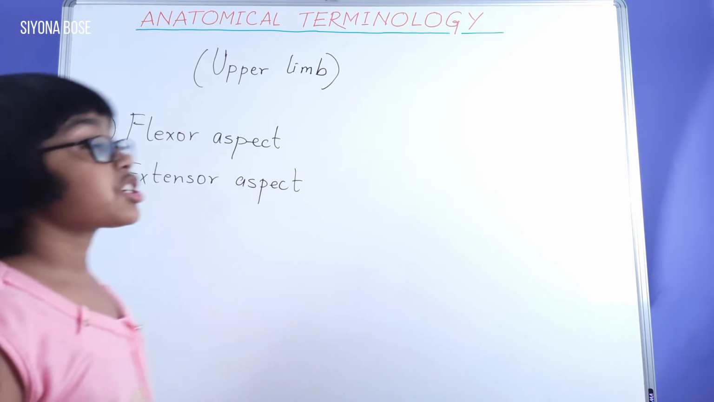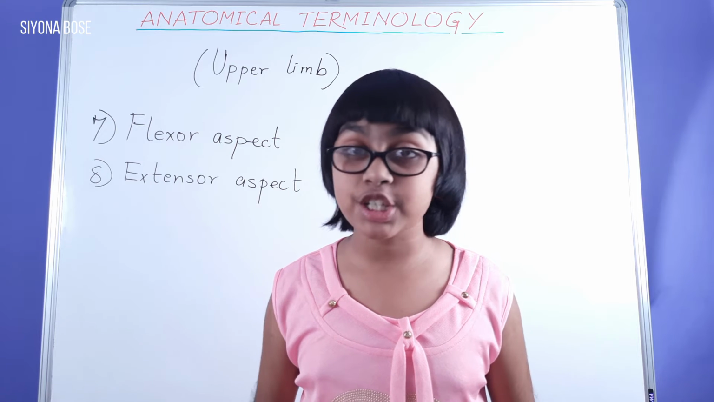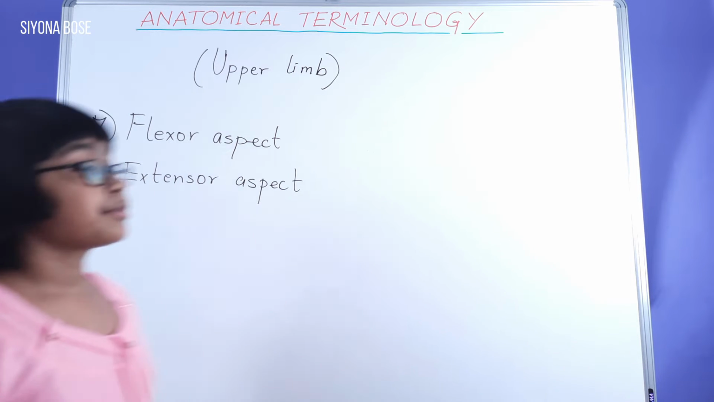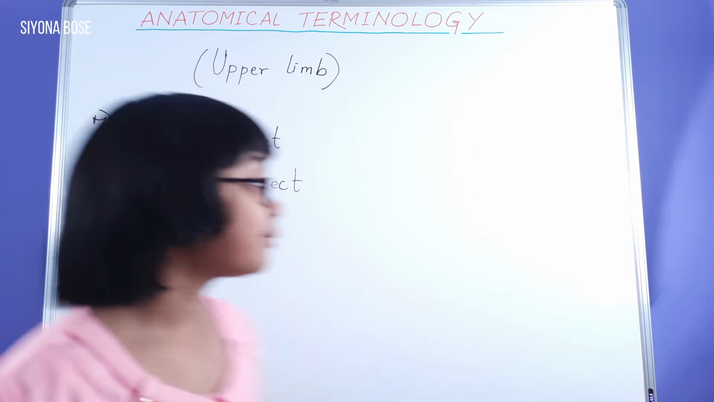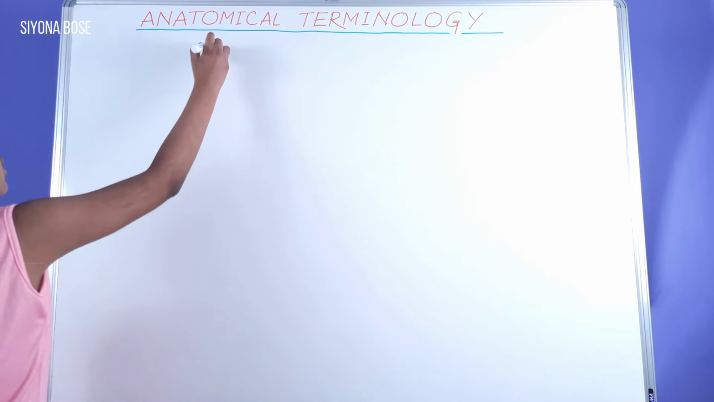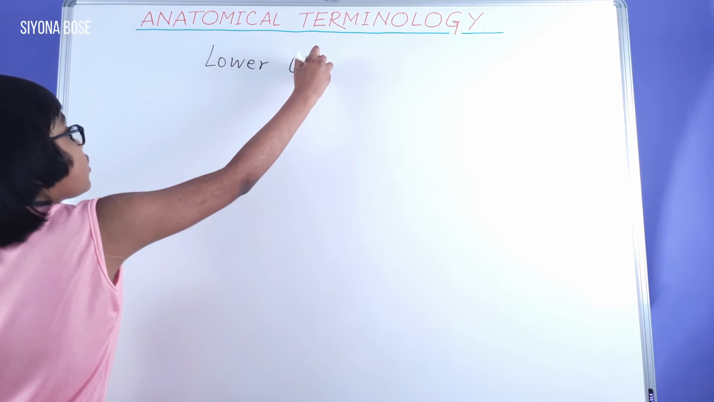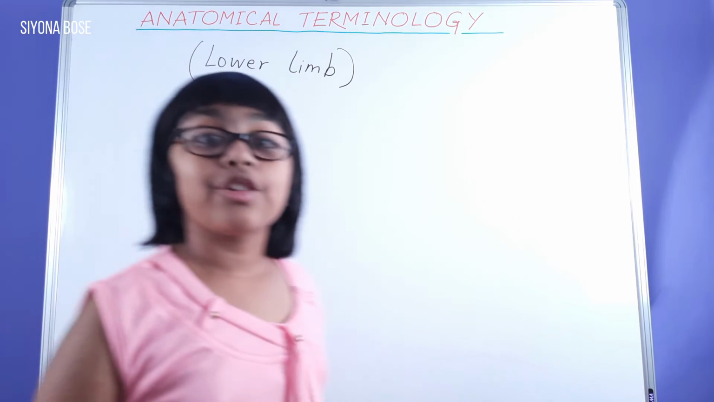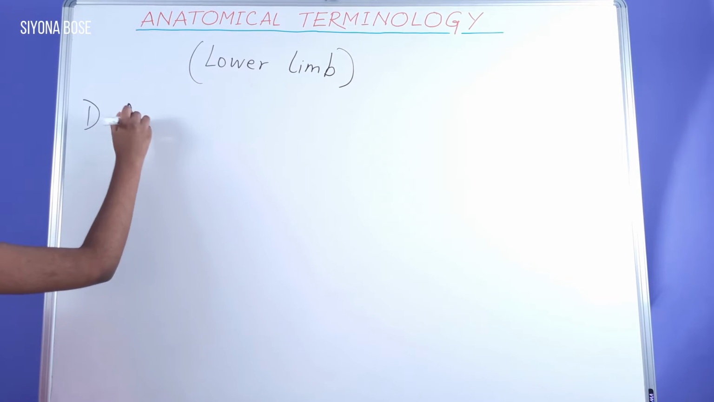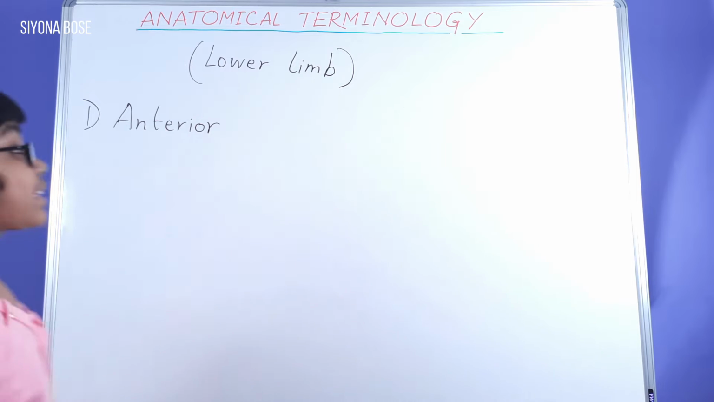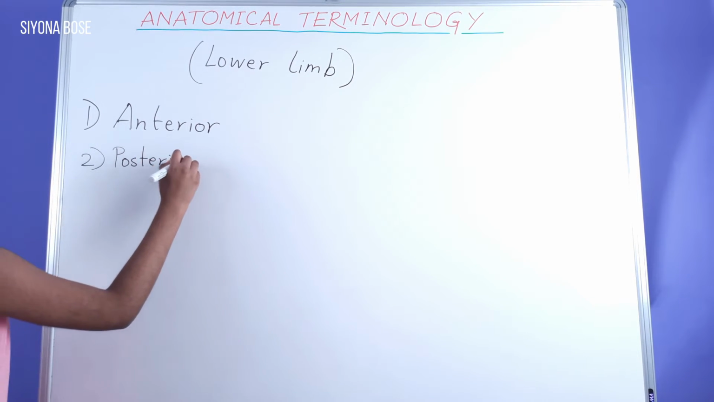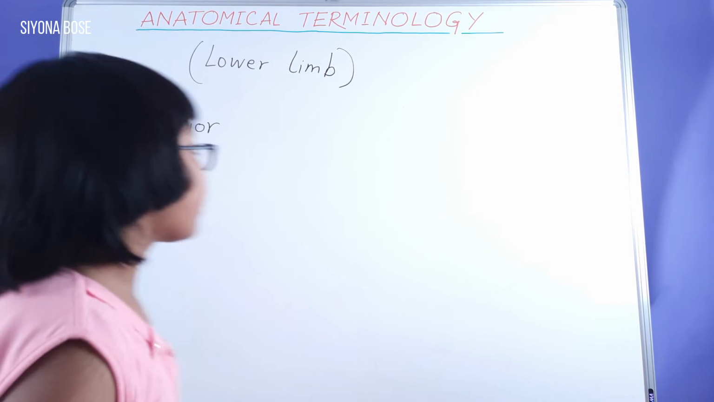Now we have finished discussing terms in upper limb, we will move on to terms in relation to the lower limb. But before that, you might take a look at the board. Terms in relation to lower limb. Let's begin. First, we have again anterior. Anterior means the front aspect. Next, posterior. That means the back aspect, the opposite of anterior.